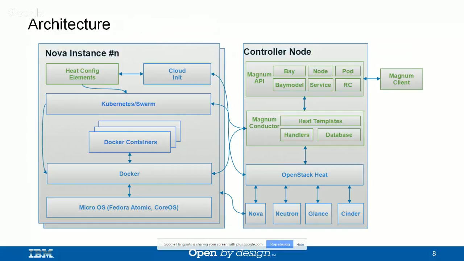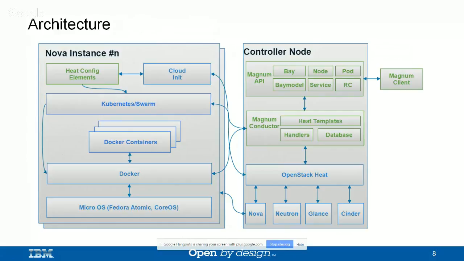Now the green box in the middle is the conductor. That's basically the engine for Magnum. We have a number of key templates that drive the orchestration, and we have a handler for each particular container engine, and there's a database to hold everything. So when you launch a bay, it's going to talk to Heat at the bottom there on the right side. Heat takes a template and talks to Nova, Neutron, Glance, Cinder, and so on, and creates all the necessary resources to bring up the whole cluster.